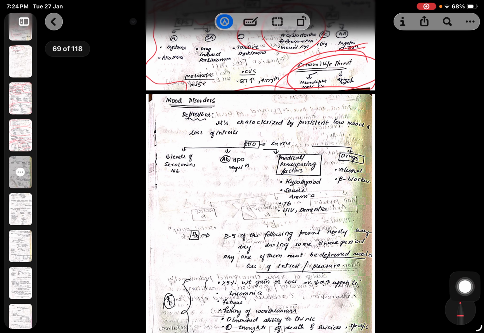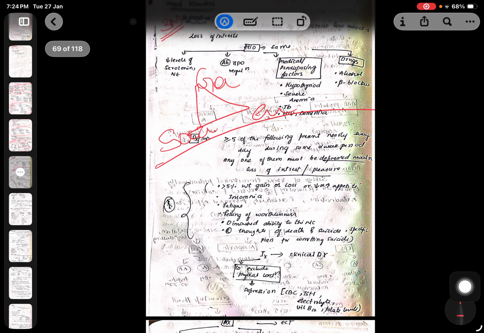And mood disorder, depression. This depression alone treatment can come as 5 marker or 3 marker, or independently anything like proper depression can be asked for 5 marker. Again, while writing this, as I told, genetic, environment, and social factors you have to mention. And then you need to know about the diagnosis criteria.